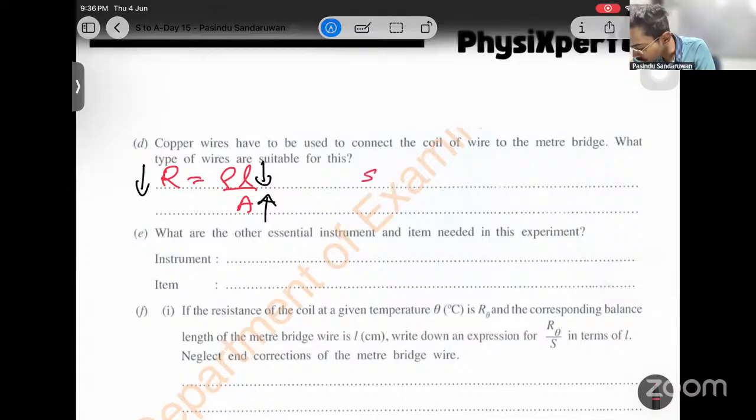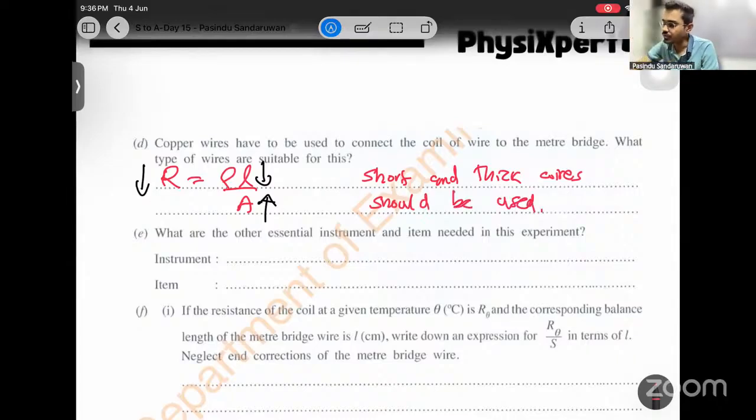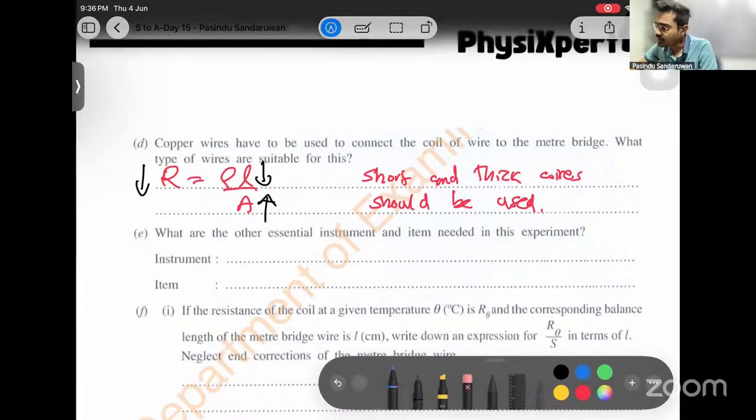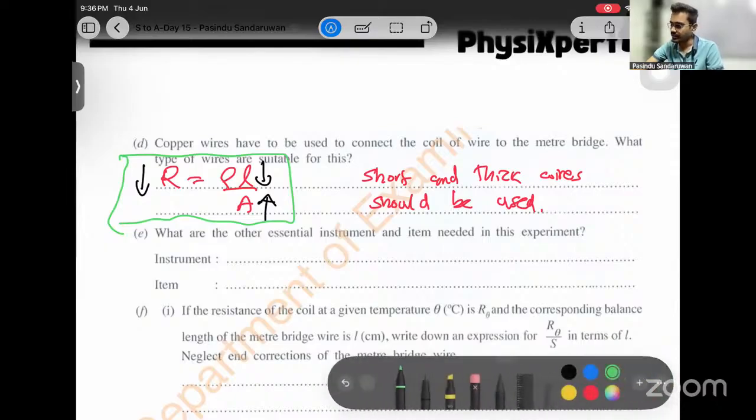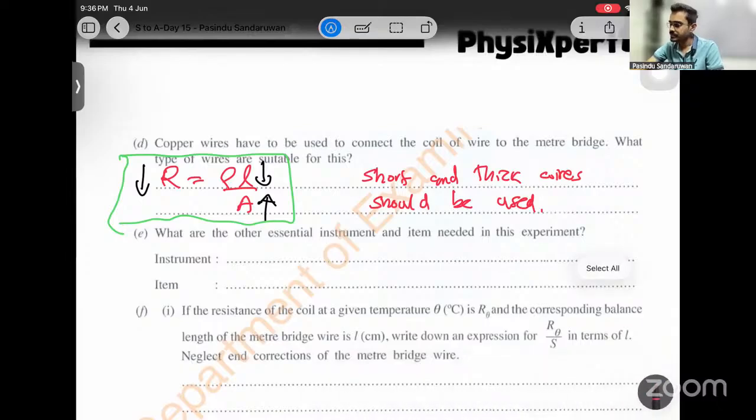Short and thick wires should be used, right? This explanation part should not be here; it is enough to write only the answer. This is the argument I had written here. Otherwise, marks are given only for the answer you are writing here, not for an explanation like this.